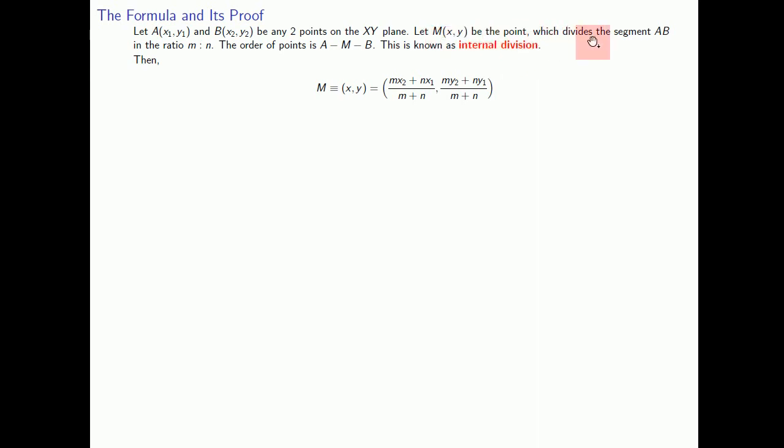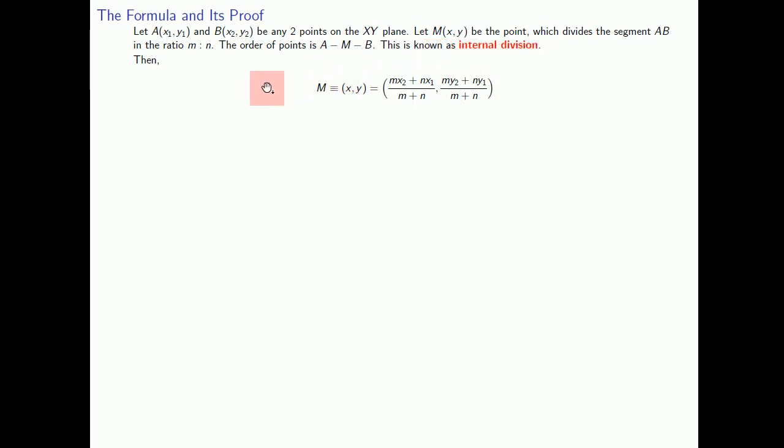And this M divides the segment AB in the ratio m is to n, and the order of points is A, M, B. This means M lies between A and B and M is on the segment AB. So when M is in between A and B, it is known as the internal division.